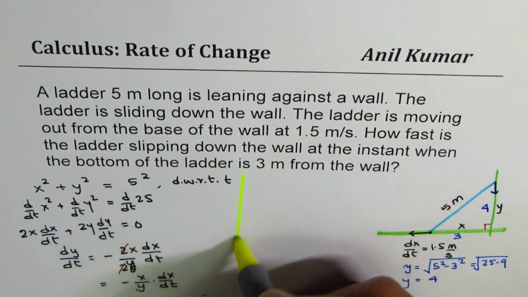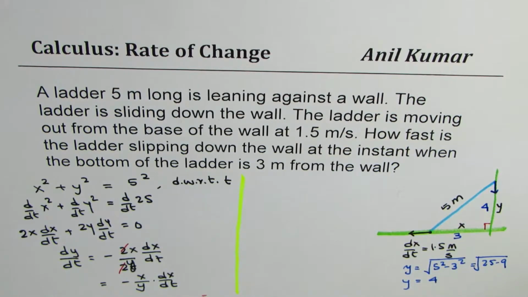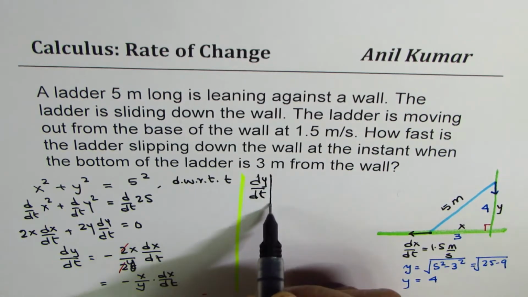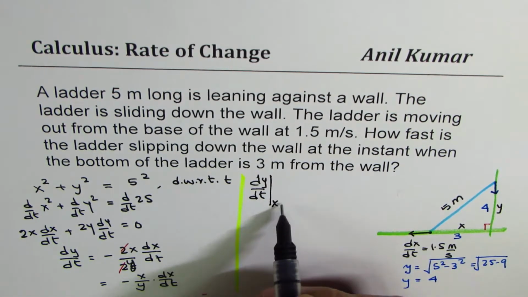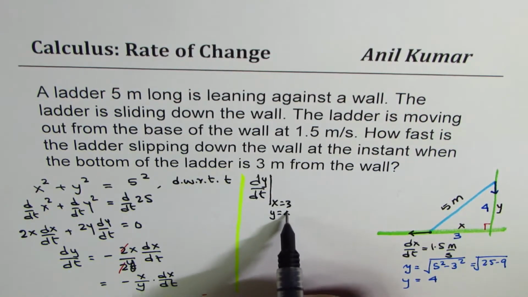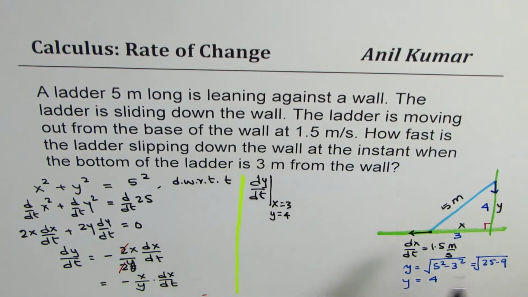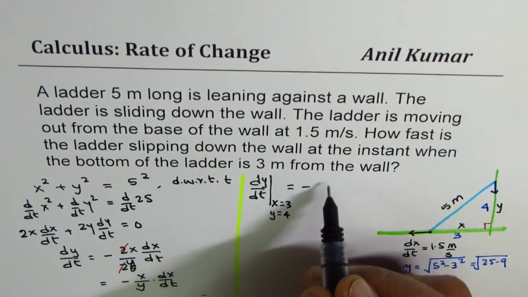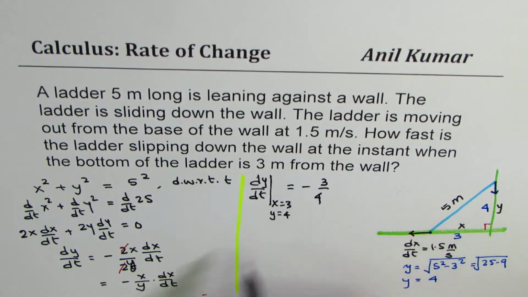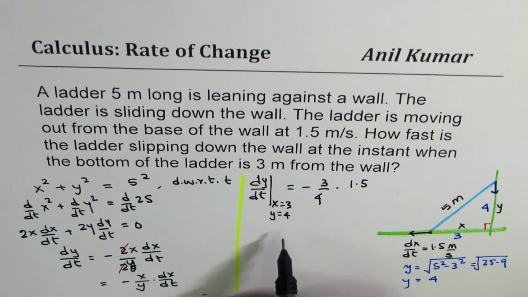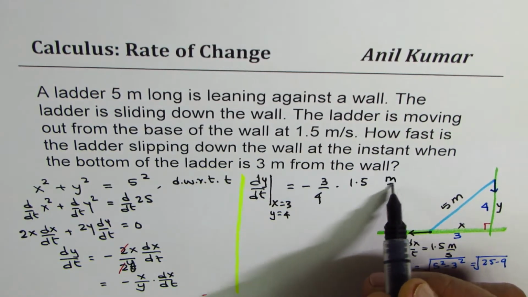Now, what we need to find is dy/dt when x equals 3. We also found when x is 3, y is equal to 4, right? And there is a constant rate of dx/dt, 1.5, given to us. So at this time, we can write this as minus x value is 3, y is 4, and dx/dt is 1.5, correct? The units will be meters per second.